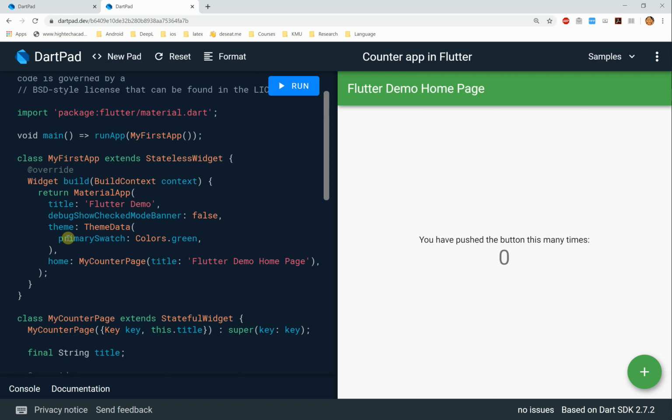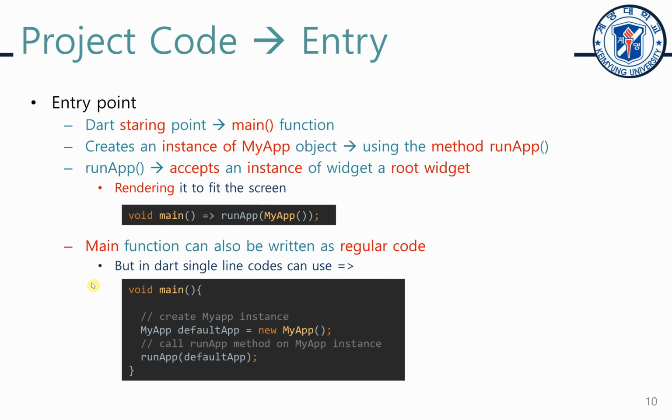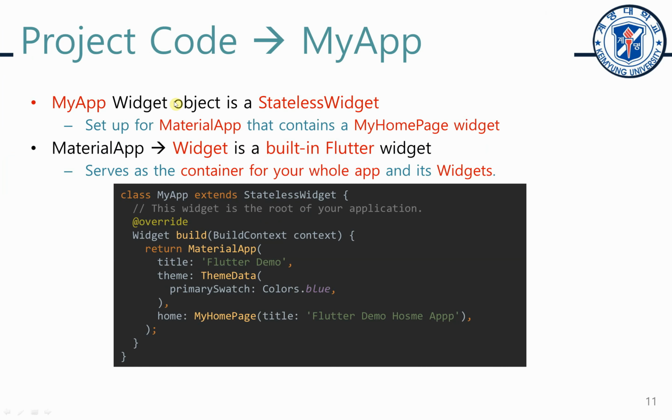And these are the code. It looks like, what is this? But everything you see here is actually the Dart programming language, just written in a different format. Okay, so what is my app? My app is a widget, as I have said. It is a stateless widget, and it's a setup for the material app that contains the my homepage widget.